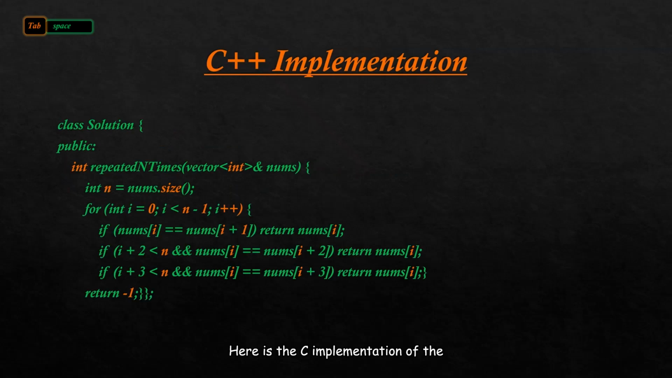Here is the C++ implementation of the solution. We loop through the array once. At each index, we check 3 comparisons. As soon as a match is detected, we return the current element. If no match is found, which will never happen due to problem guarantees, we return -1 as a fallback. This code is clean, efficient, and uses no additional data structures.